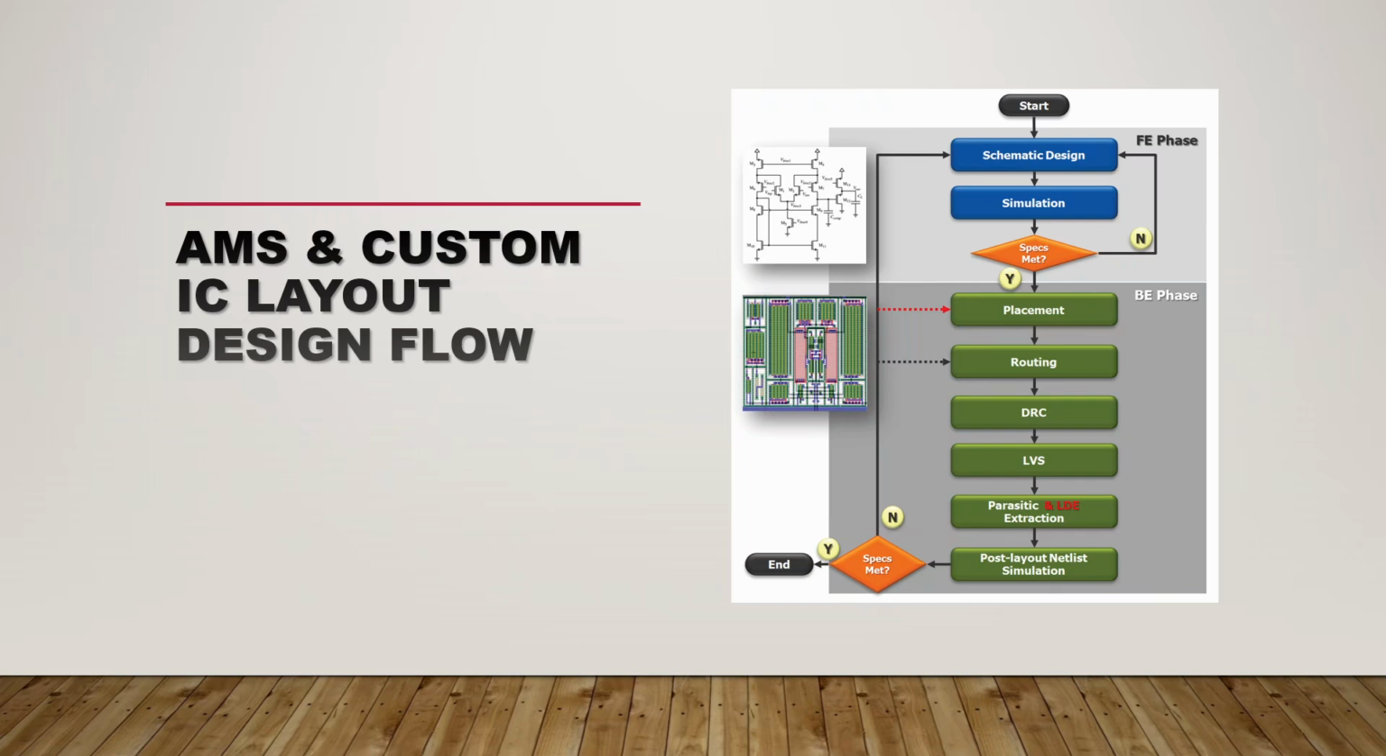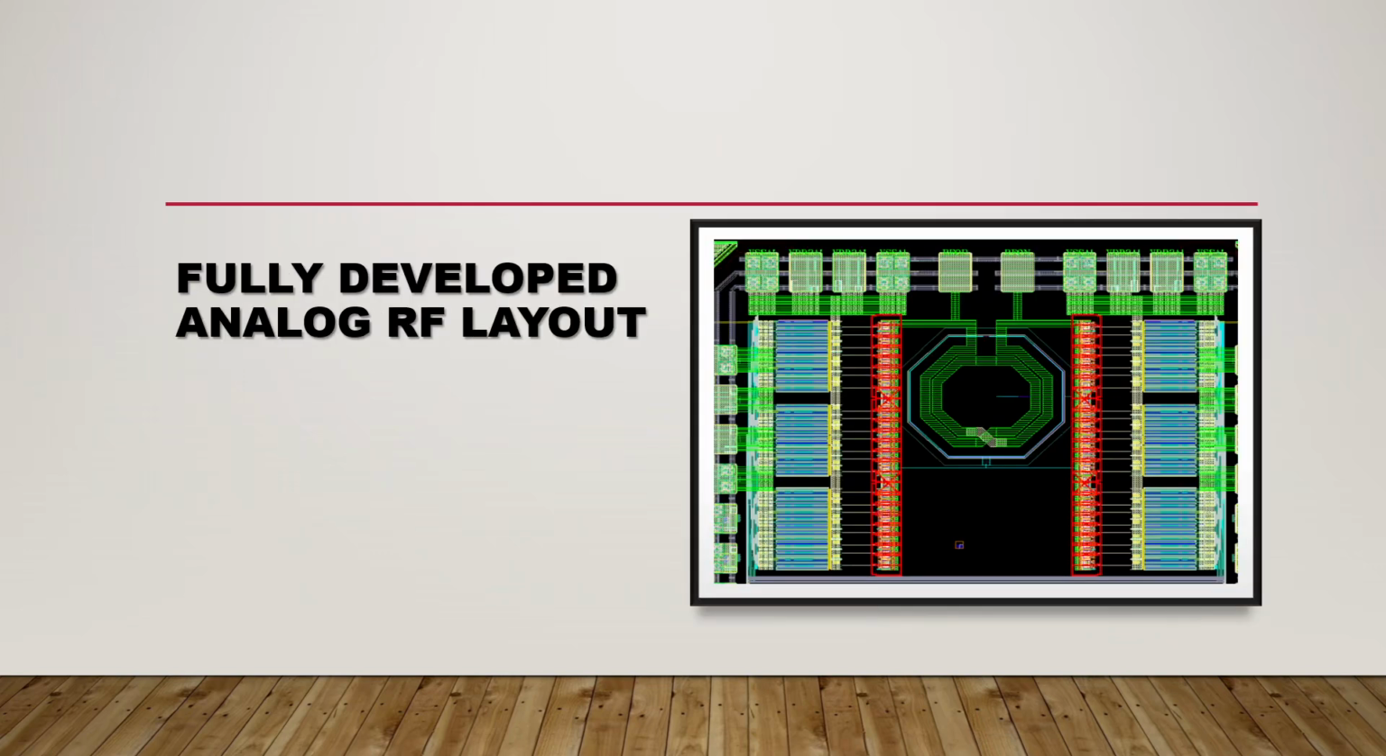One more is IC layout. IC layout means after the simulation, you need to do some layout. Layout people will design this ASIC layout. In the ASIC layout, we need to check DRC, LVS, and parasitic extraction. So this is nothing but ASIC layout, which is fully developed analog layout.